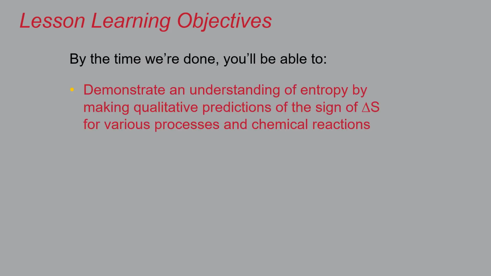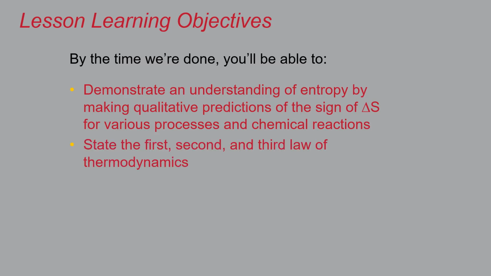So this is going to be broken up into three basic lessons. I have no idea how many actual videos it'll come out to. By the time we're done with this first lesson, you're going to demonstrate an understanding of entropy by making qualitative predictions of the sign of delta S for various processes and chemical reactions. You're going to be able to state the first, second, and third law of thermodynamics. There's a 0th law, but don't worry about that. It's pretty lame.